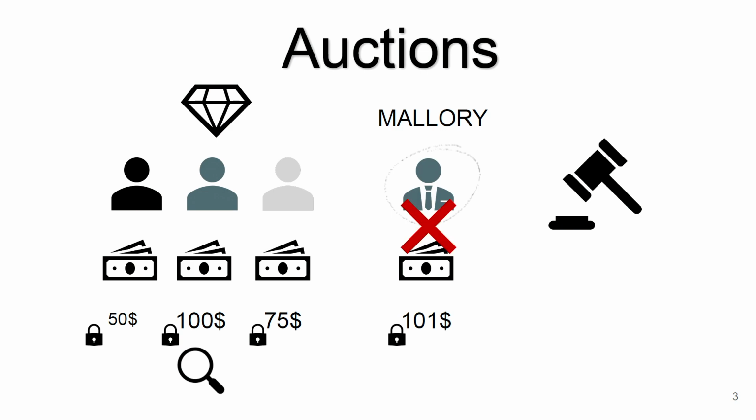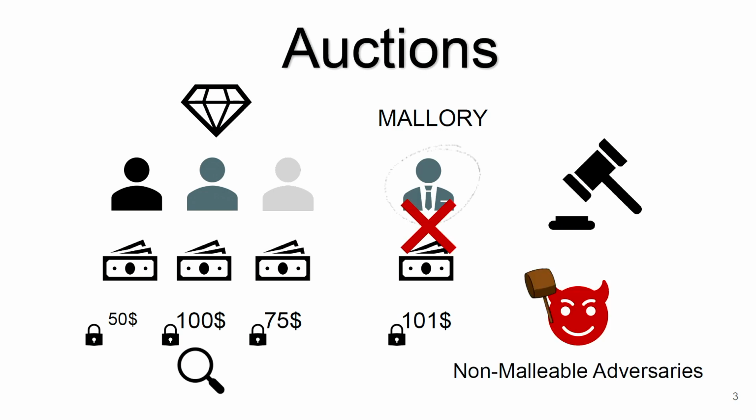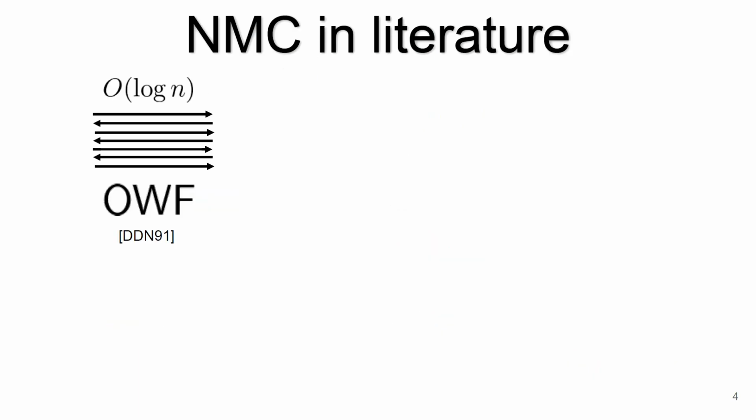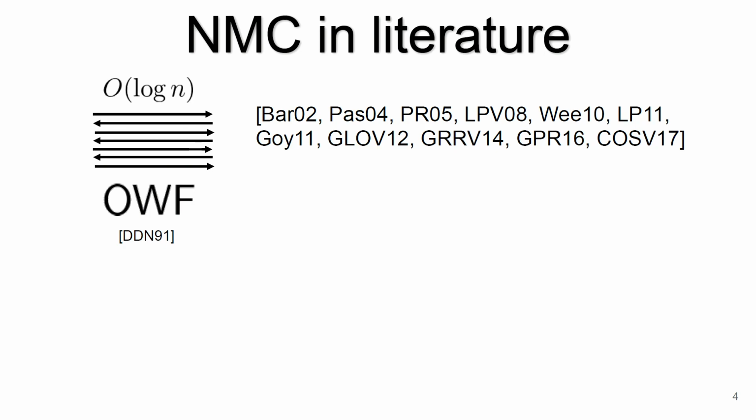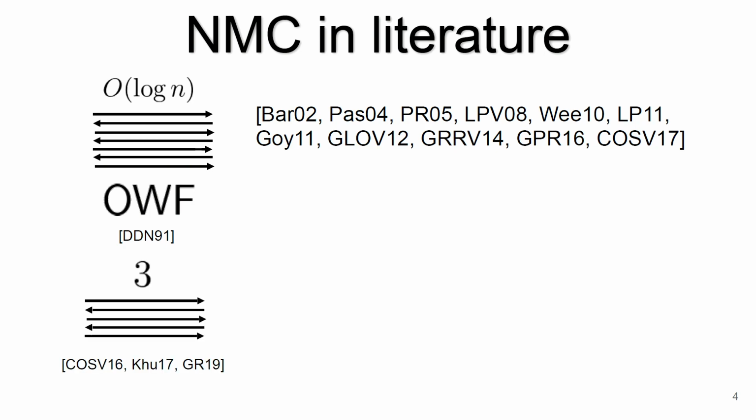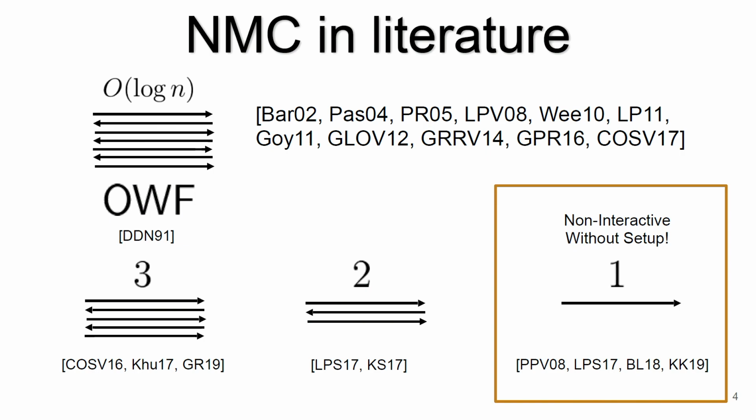So this is undesirable, and such adversaries we'll call non-malleable adversaries. There's been a lot of work in building non-malleable commitments in the literature. We started with a logarithmic round protocol from the seminal work of DDN in 1991, built from one-way functions. And since then, we've had plenty of results, where we've gotten 3-round protocols, 2-round protocols, and eventually non-interactive protocols. In non-interactive protocols, there is only a single message sent from Alice to Bob in the commit phase and even in the open phase. So there is no setup, and there's only a single round of interaction. And this is going to be the focus of this particular talk.